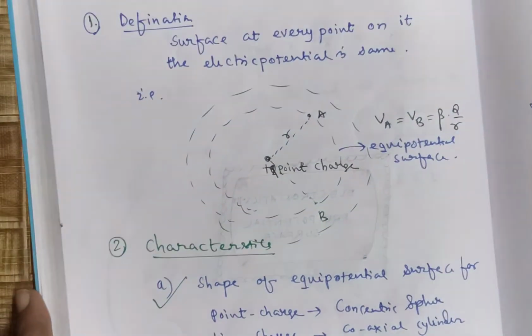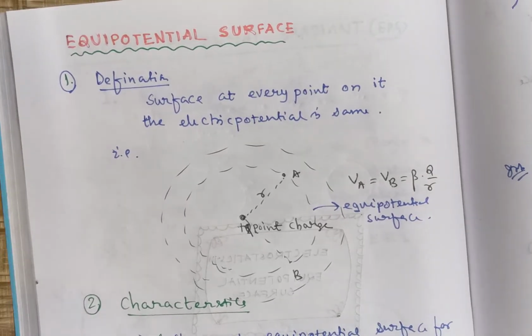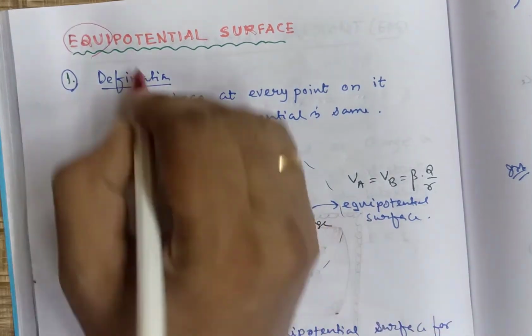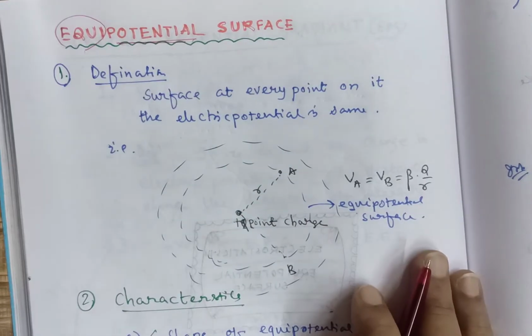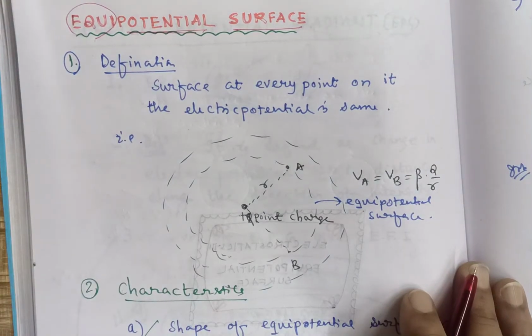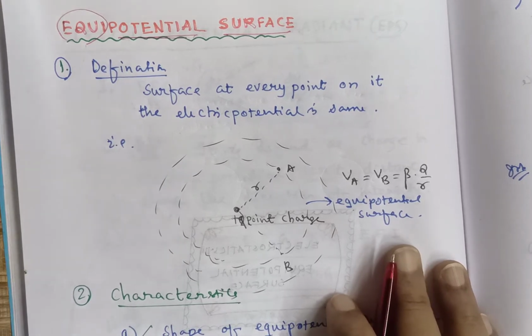That means we have to choose a surface in such a manner that the electric potential at every point on it is the same. Equi means same. Potential we have already discussed. So if you get a surface in such a manner that at every point on it the electric potential is the same, then we may call it an equipotential surface.